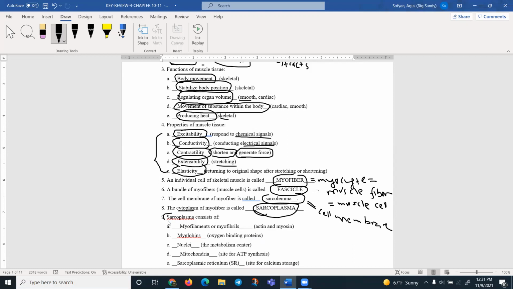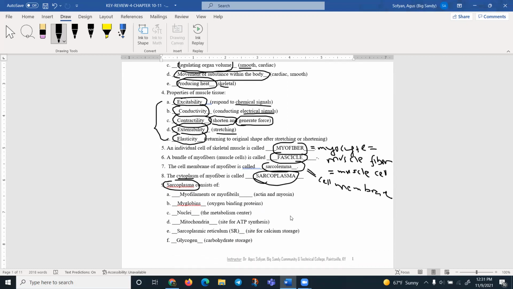And inside the sarcoplasm, you have some special components, like the myofilaments or myofibrils, mostly actin and myosin. So actin is the thin filament, and myosin is the thick filament.